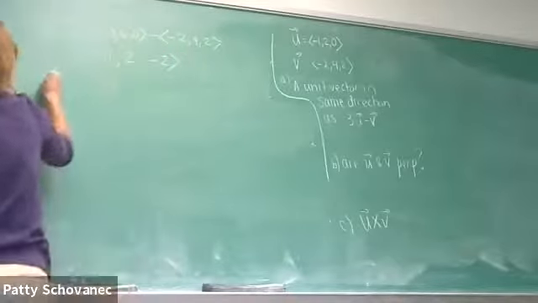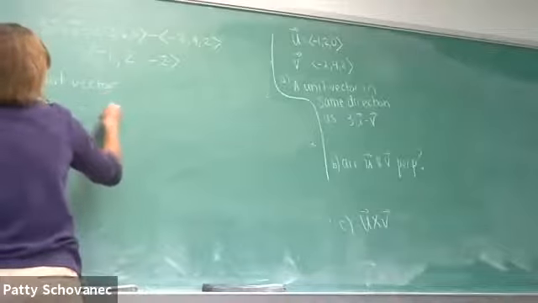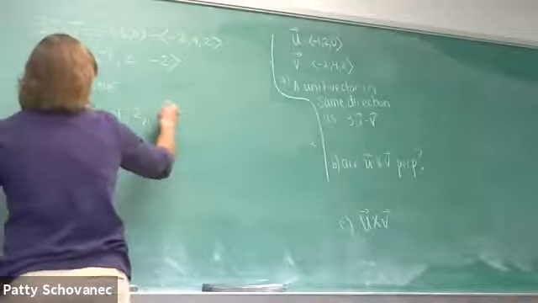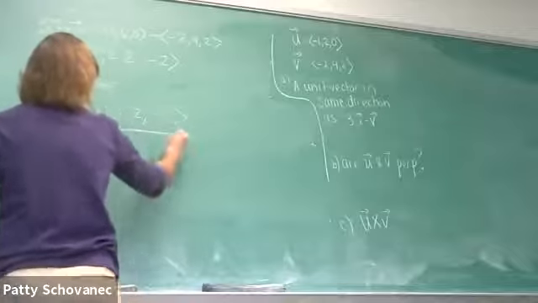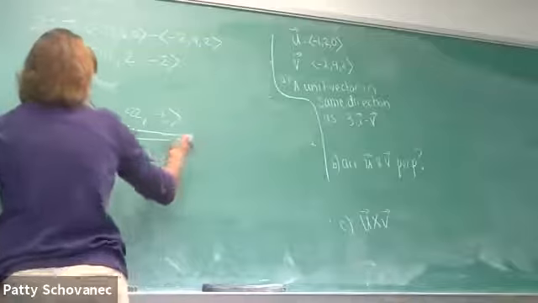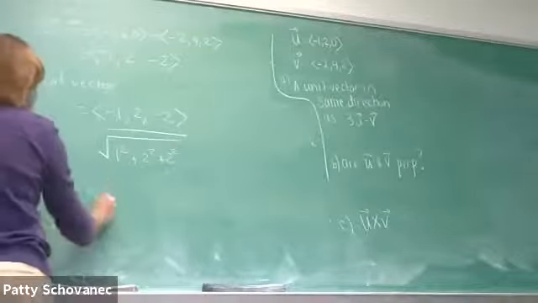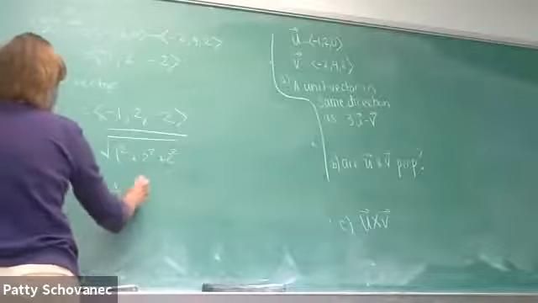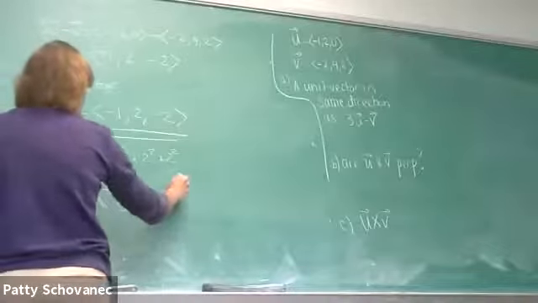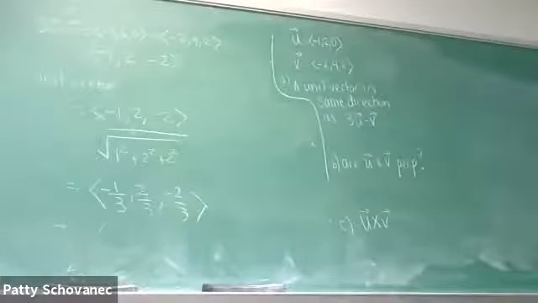And so then the unit vector: take that vector and divide by its magnitude. 1 squared plus 2 squared plus 2 squared, so that's 9, and the square root of 9 is 3. So take a vector and divide by its magnitude to get a unit vector that has the same direction. If I change the signs, it has the opposite direction.